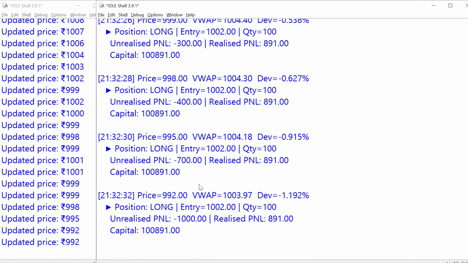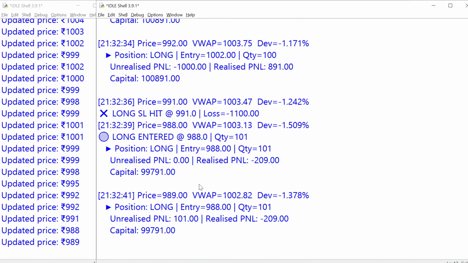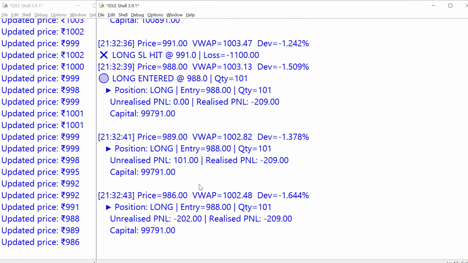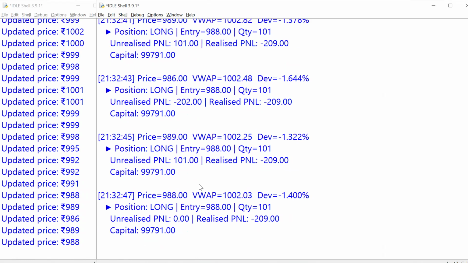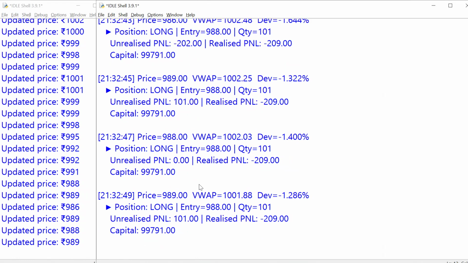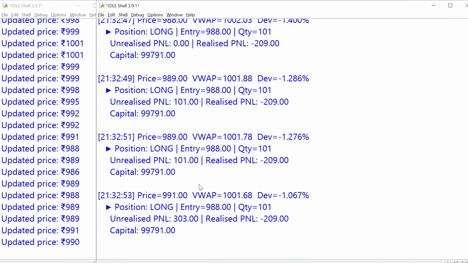We are going to book the stop loss for sure. 1% is okay. Again we have booked the loss. The unrealized PNL is minus. Realized PNL is minus 200. It's completely fine. The price is below VWAP. We are in a long position at 999.88.